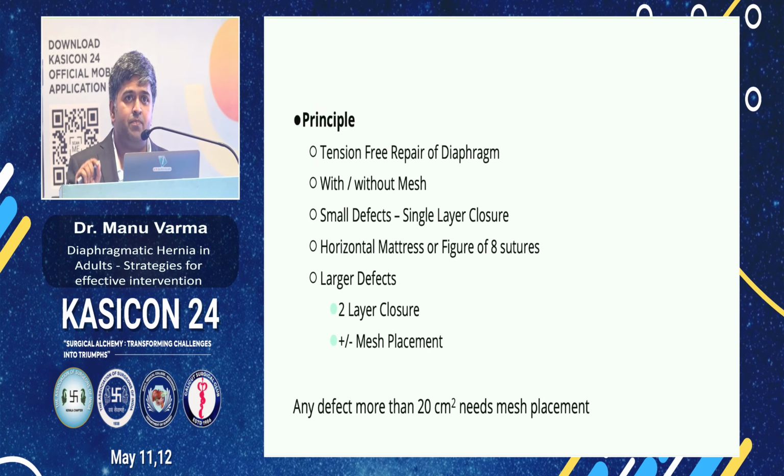Now what is the principle of management of a diaphragmatic hernia? It is a tension-free repair of the diaphragm, with or without a mesh placement. For small defects, a single layer closure will suffice, in the form of a well-placed horizontal mattress suture or a figure of 8 suture. Even a simple suture will do sometimes. For larger defects, you might think of a 2-layer closure with or without a mesh. The rule of thumb is any defect larger than 20 centimeters square, place a mesh.